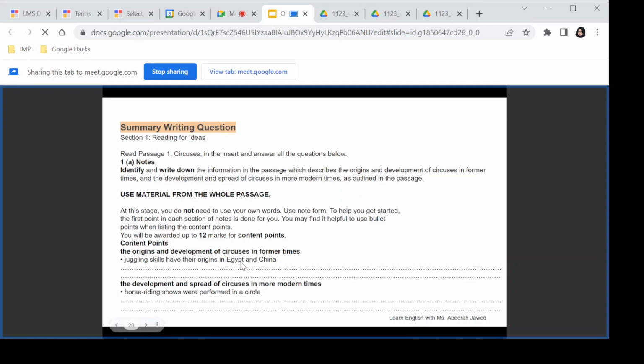An example is going to be clearly displayed here, so you would know how to write it down. To help you get started, the first point in each section of notes is done for you. So you've got two sections of notes, 1A, the first part and the second part. You may find it helpful to use bullet points when listing the content points. I gave you a tip yesterday about using the bullet points. Can you repeat and recall which tip that was?